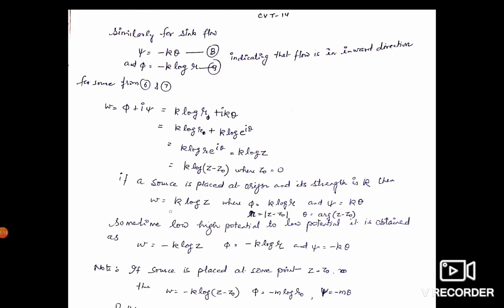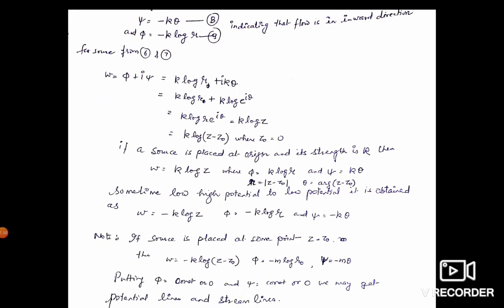So now this is our answer, that it is the complex potential if there is a source placed at origin and k is its strength. Similarly, if there is a source which is not placed at origin, rather it is placed at some point, suppose it is placed at z naught, then what will be the value of this complex potential? W will be minus k or plus k log z minus z naught. If a source is placed at some point z naught, then we may write like this.